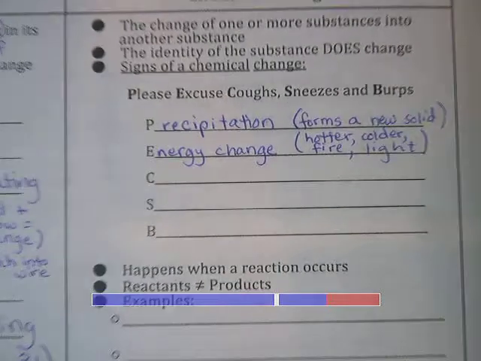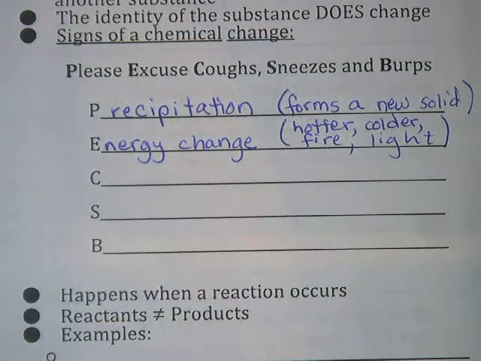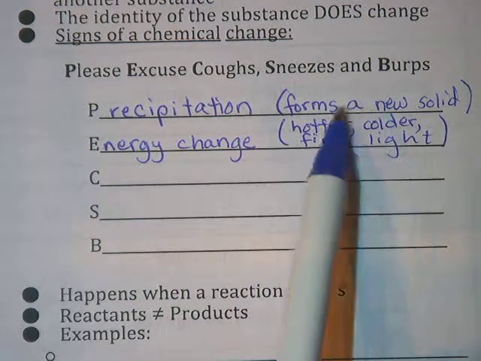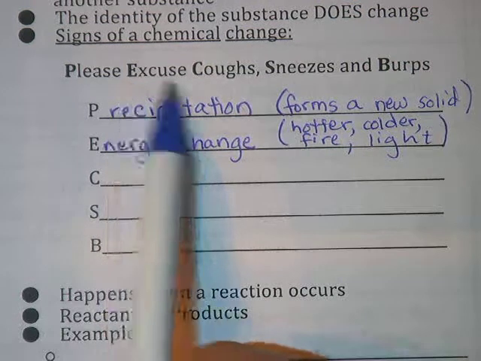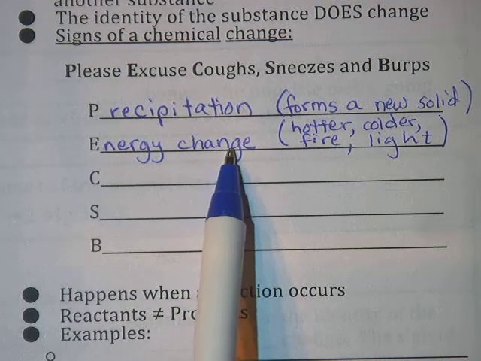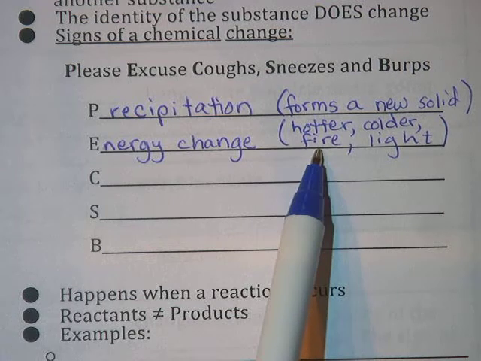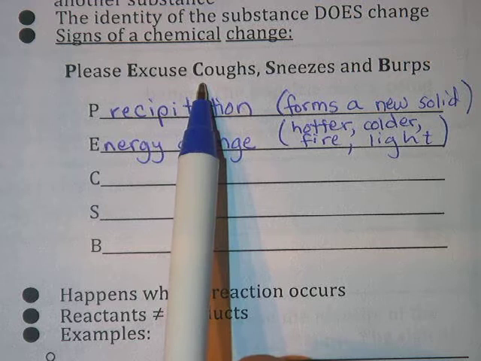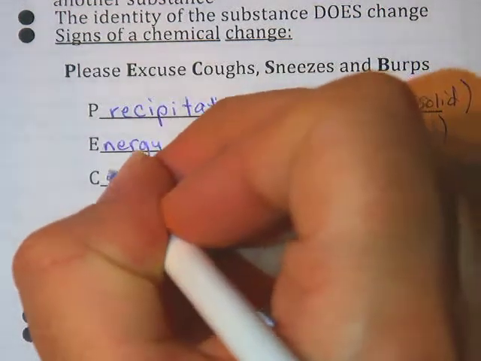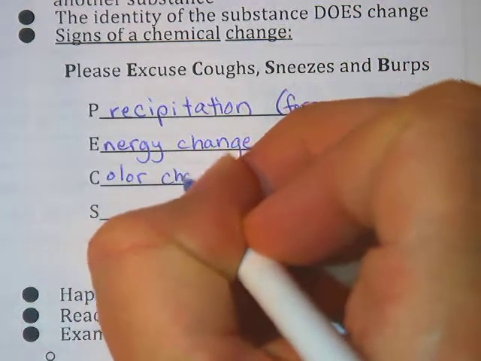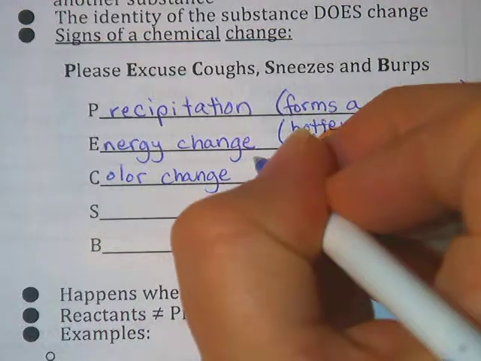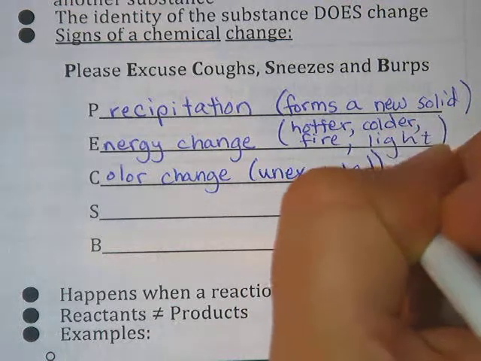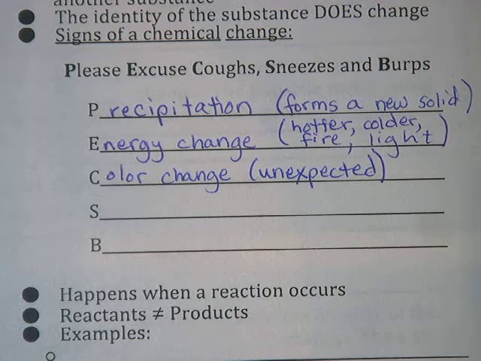Let me zoom in a little more because I'm writing smaller here. So please, the P stands for precipitation. That's a new word. You need to know it means it forms a new solid. The E stands for an energy change, meaning it could get hotter, colder. There could be fire, there could be light out of nowhere. The C stands for a color change, and this would be an unexpected color change. And we'll talk about what that means when we get down to the examples below.